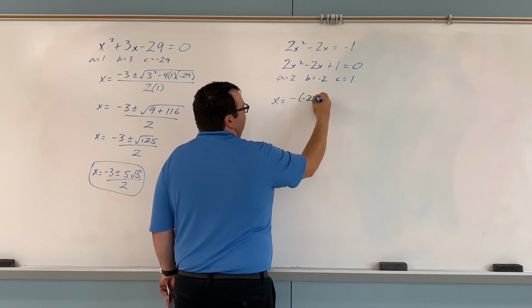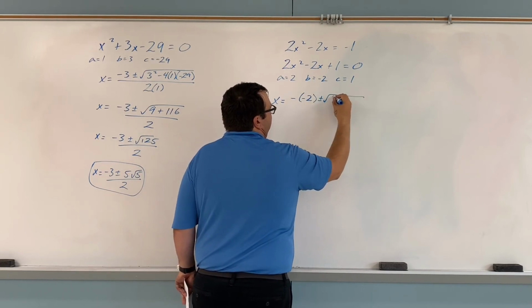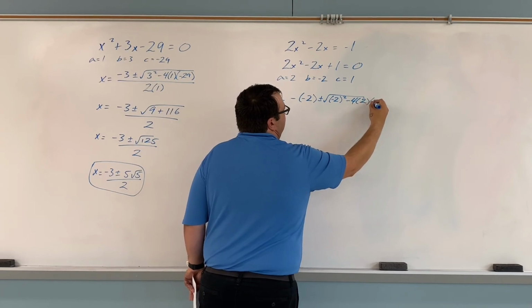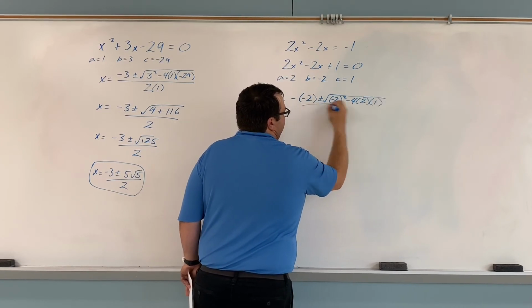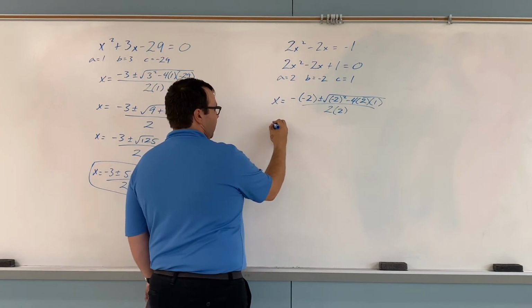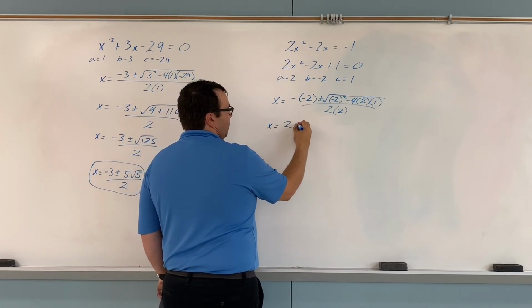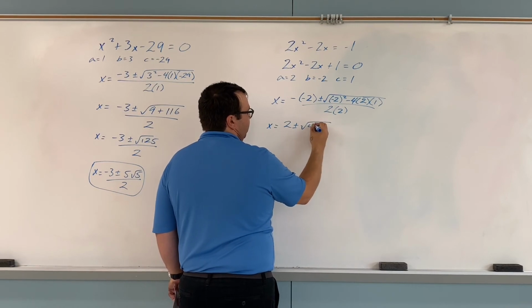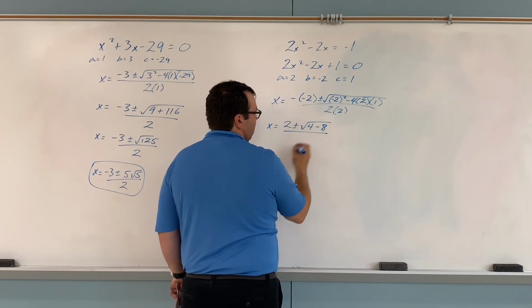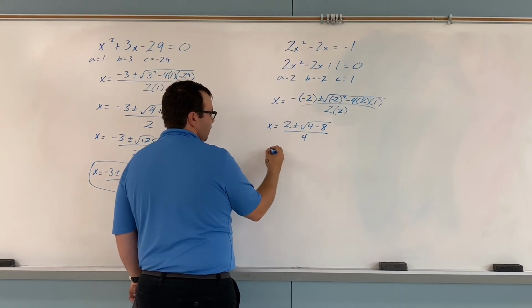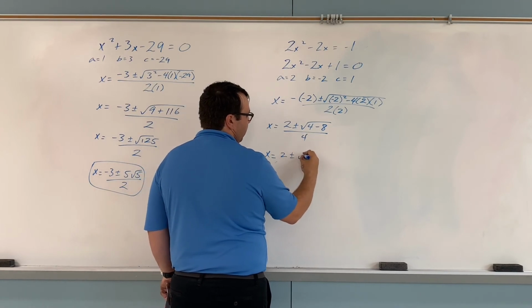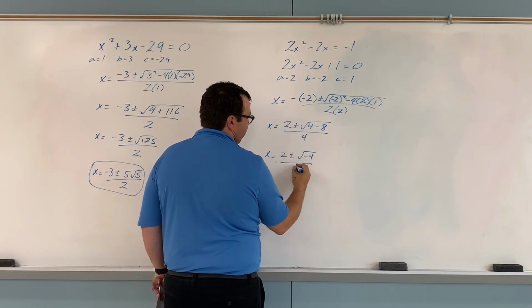So you have negative negative 2 plus or minus the square root of negative 2 squared minus 4 times 2 times 1, divided by 2 times 2. X will be equal to positive 2 plus or minus the square root. That'll be 4 minus 8 over 4. X will be equal to 2 plus or minus the square root of a negative 4 divided by 4.